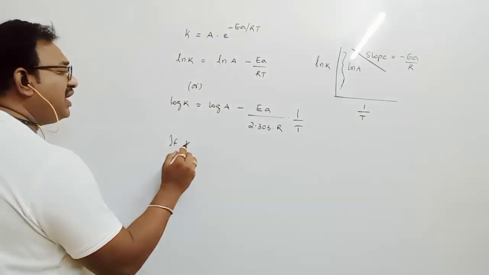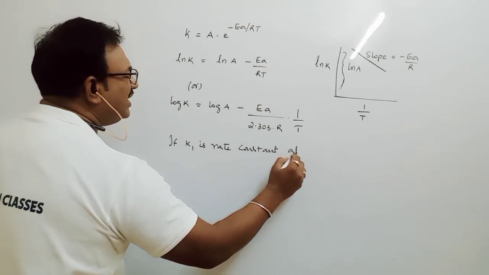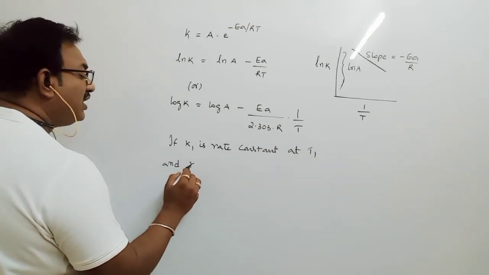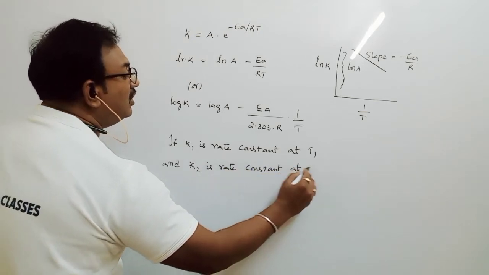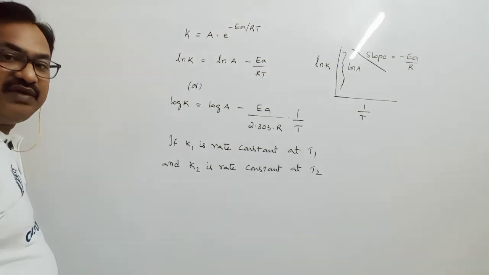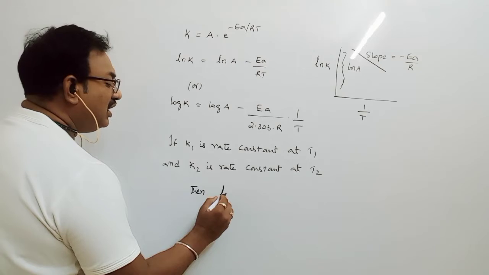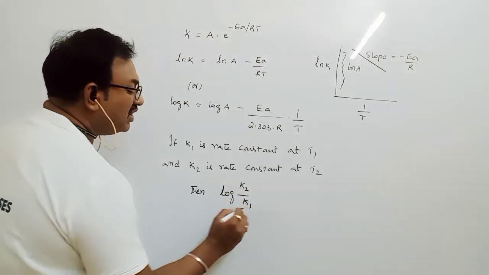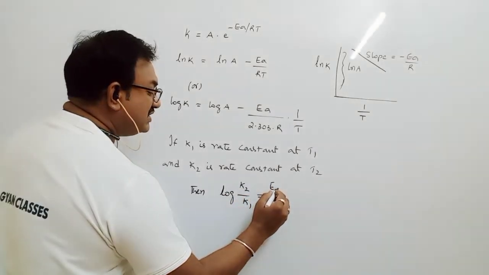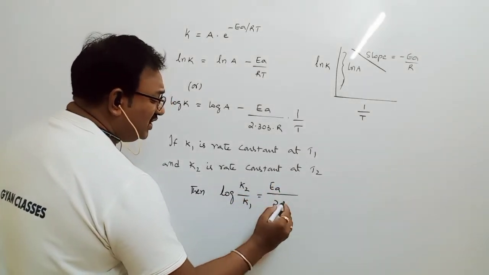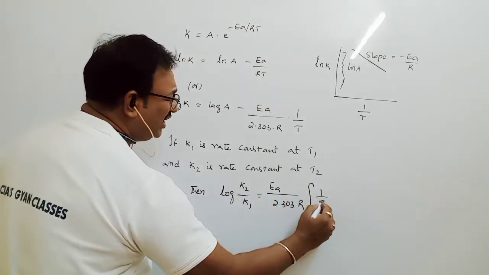Next, if K1 is the rate constant at T1 and K2 is the rate constant at T2, then log K2 by K1, similar to equation 2.5, is equal to EA, the activation energy of the process, by 2.303 into R into (1 by T1 minus 1 by T2).